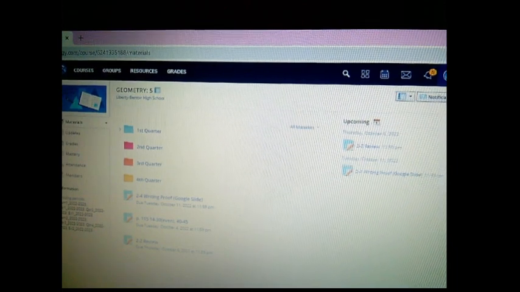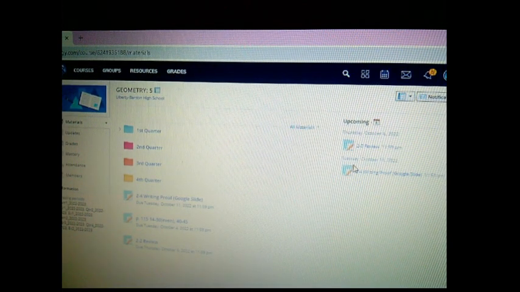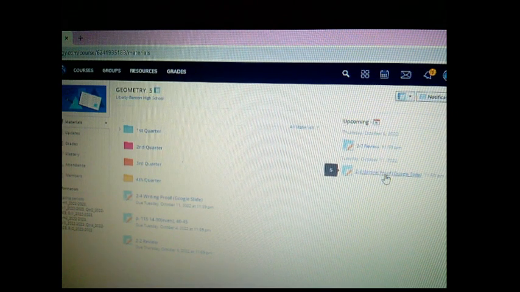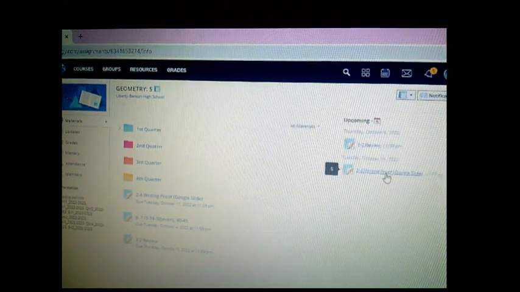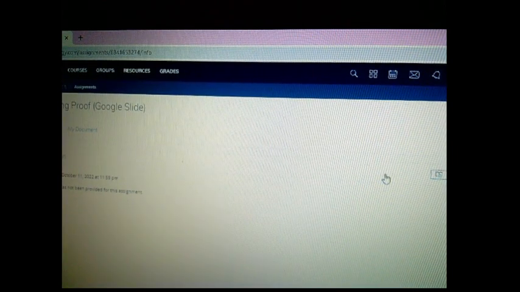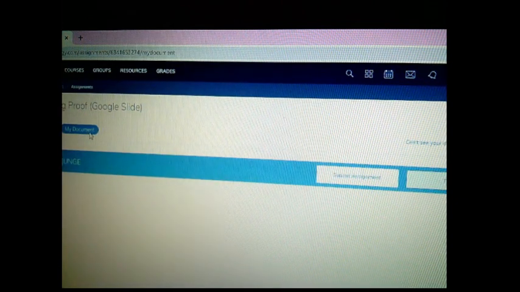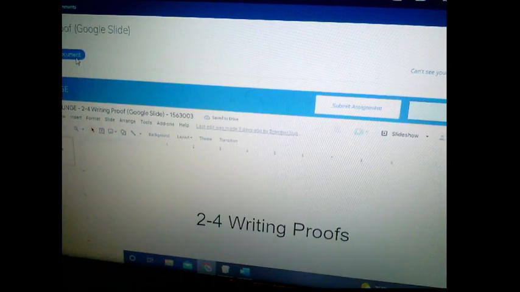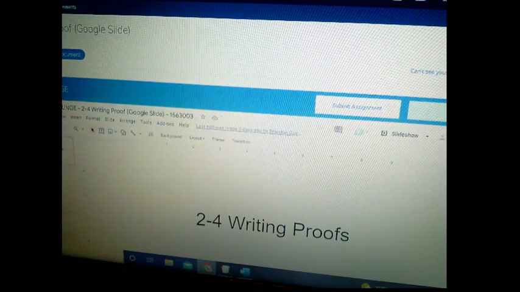So, anyways, if you look off to the right side, she's in her geometry portion of Schoology. If you click on the 2-4 proof Google slide, that is the assignment for today. So I'm clicking on that, and I think I'm going to go over to document. Let this load for a moment. What you're going to see is I have created a Google slide for you, and you are going to edit the Google slide here.